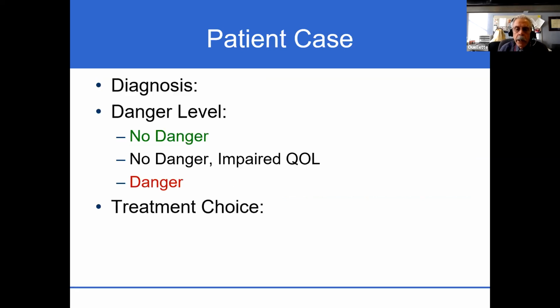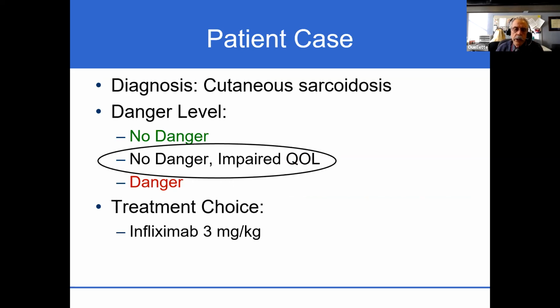So although she may not have life-threatening disease, when I apply my scheme, I think this is a patient who has probably no danger, but clearly her quality of life isn't impaired. She has cutaneous sarcoidosis. She's already failed topical treatments, prednisone and methotrexate. Often these patients have been treated with hydroxychloroquine also. And if they've failed those initial treatment choices, infliximab is often a good choice.